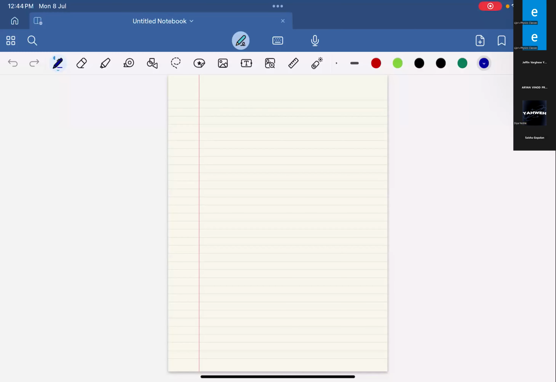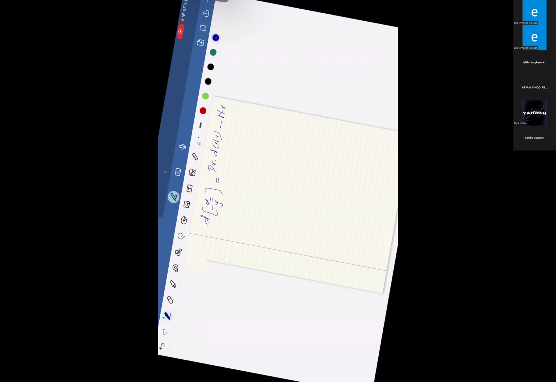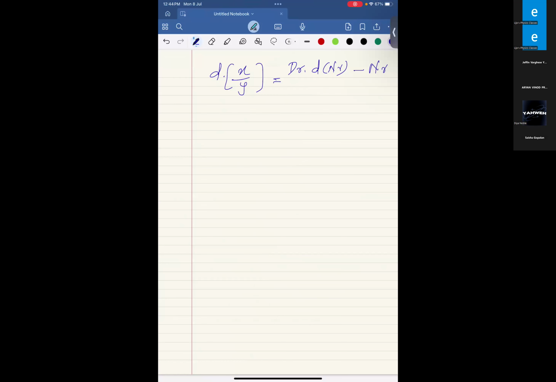Before going to the next question, I'll do something. You just have to know this. If you have to find the differentiation of a quotient, x by y, this is how you do it. Denominator into derivative of numerator minus numerator into derivative of the denominator. I'll do it one more time, just give me a second.